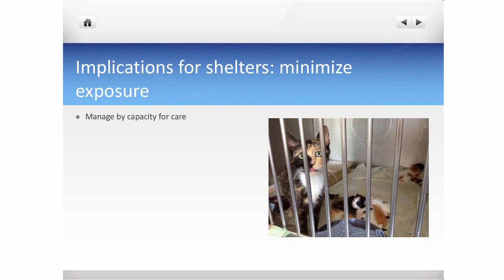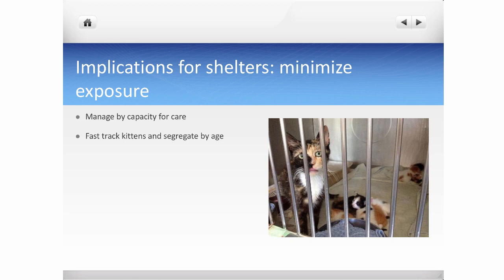Other is to minimize exposure, and this means capacity for care, all the things we talk about in all those other shelter medicine lectures, making sure we're not overcrowding our shelters, making sure we're decreasing length of stay in any way possible, making sure that we're eliminating bottlenecks, making sure that we're using foster appropriately, all those elements so that we don't overcrowd and we're sticking to what is a manageable and humane population.